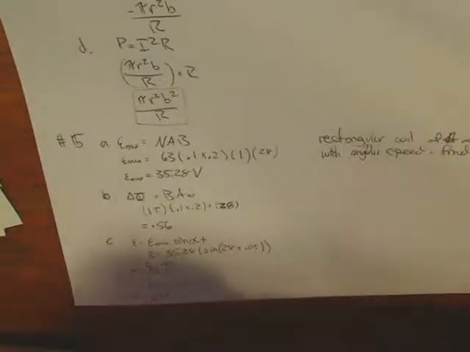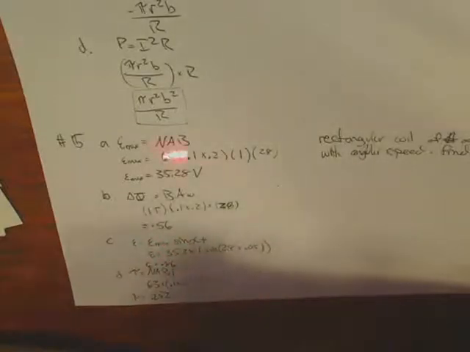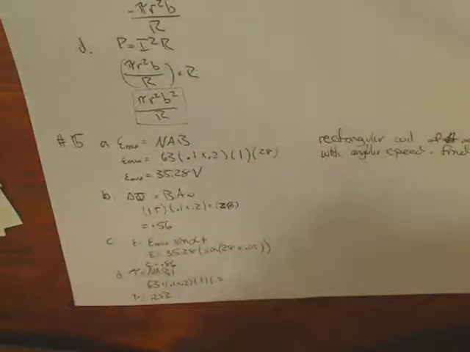The E is going to be given to you again as Emax times the sine of omega times t, which again you take this 35.28 which you found up here, multiply it by sine of 28 radians per second times 0.05 and end up with an E of 0.86.